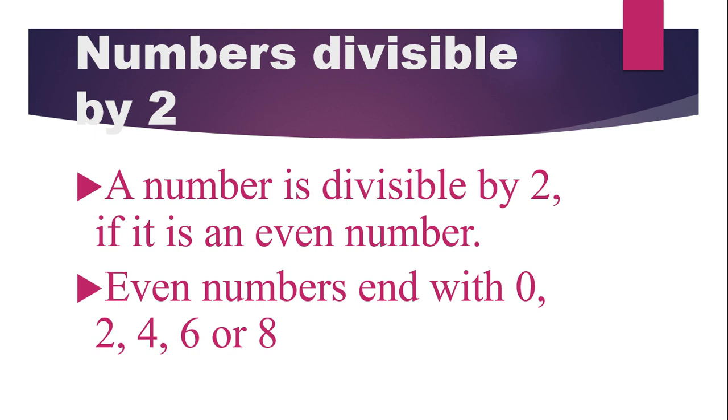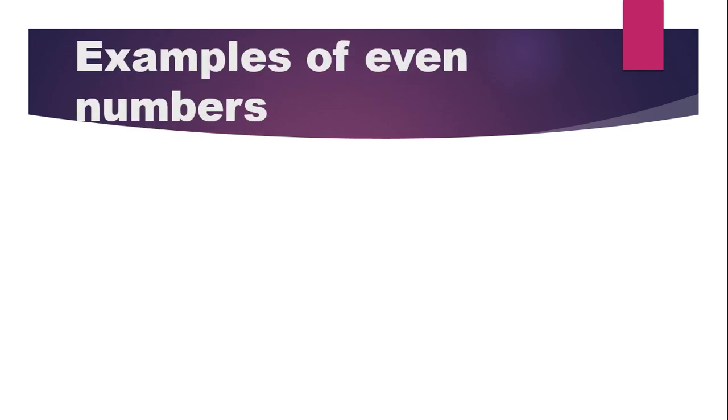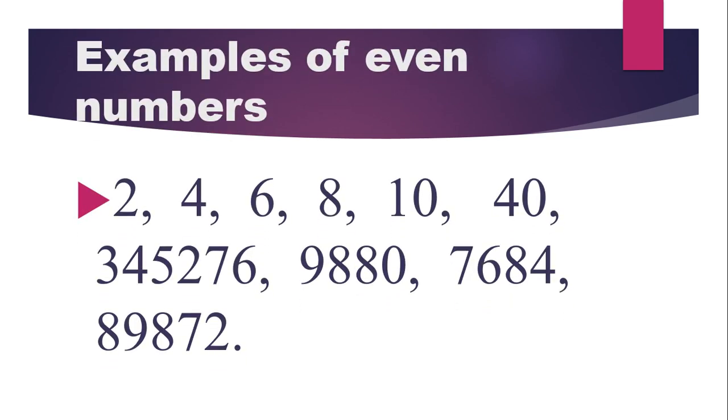No matter how big or how large the number is, you can tell if its last digit is any of the numbers you can see on your screen. All right, so let's take some examples. Now look at these numbers: 2, 4, 6, 8, 10. These numbers are divisible by 2. They are even numbers. 40 is an even number because it ends with 0. 345,276 is an even number, and so it is exactly divisible by 2.